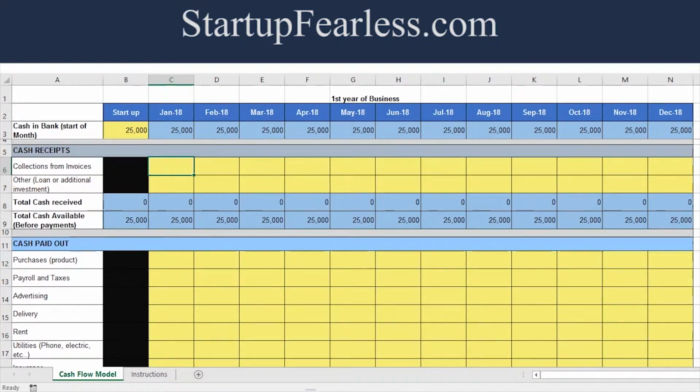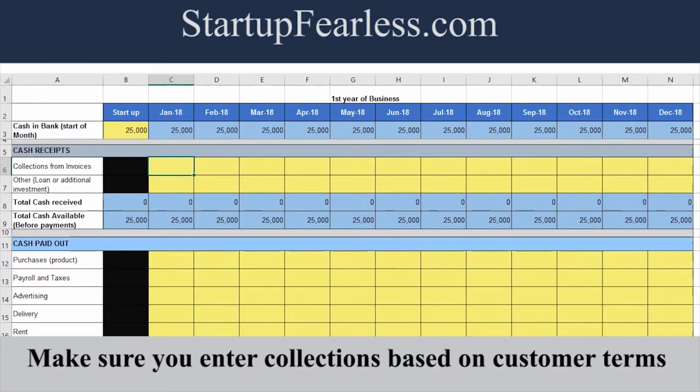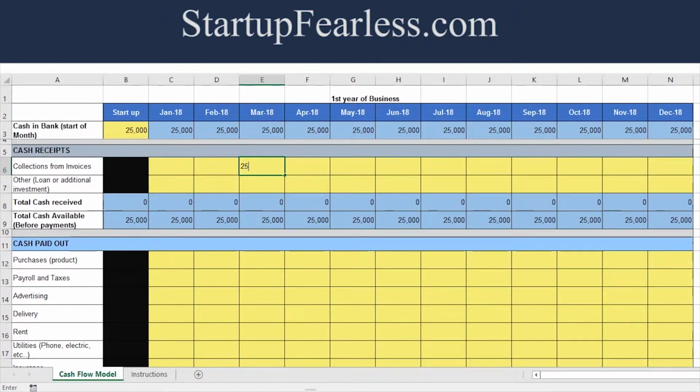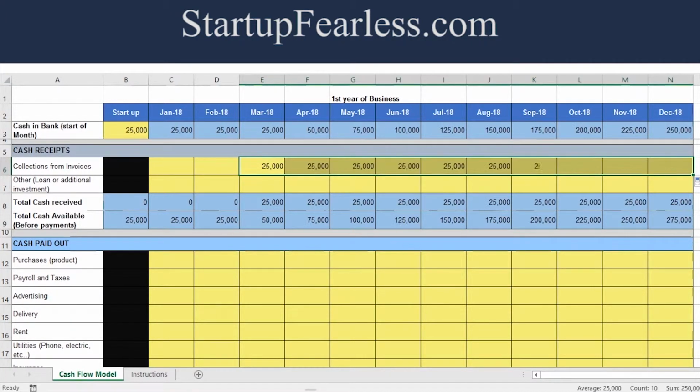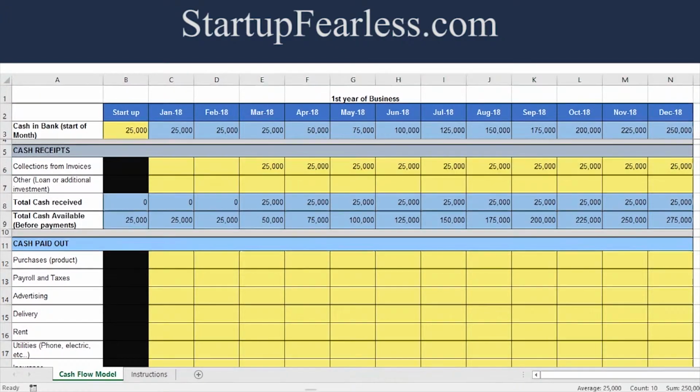Here's where you need to be careful. Many times a first-time entrepreneur will put $25,000 per month every month, not taking in consideration what the terms are from the customer. So if the customer pays net 60, we know that the first 2 months there will be no payments, but starting on the 3rd month, we will receive $25,000 per month, and that will occur every month for the rest of the year. So we'll go ahead and enter that, starting in the 3rd month, ending in the last month of the year.